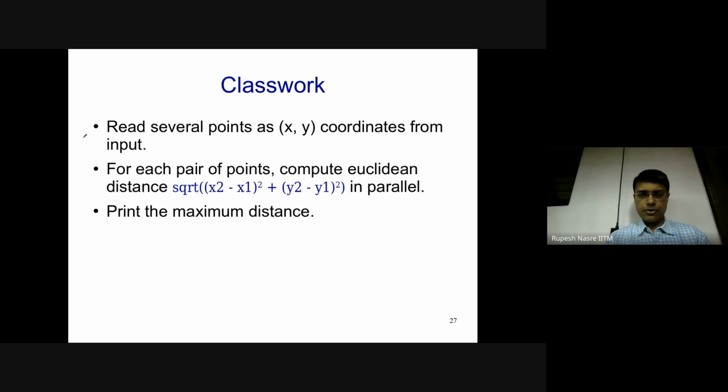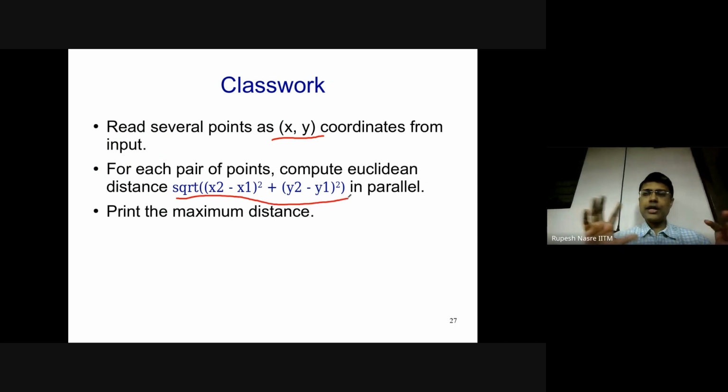Okay. So this I'll leave you as a homework exercise. We need to read a lot of XY points, and then we want to compute the Euclidean distance between all the points across each pair using this formula. We would like to do that in parallel, and I would like you to think about in what ways you can parallelize this. And then finally, you want to also print the maximum distance. So please think about how you will be able to do it offline.